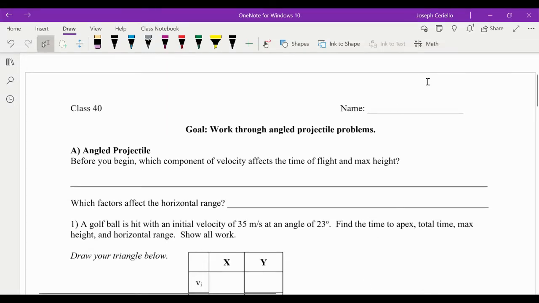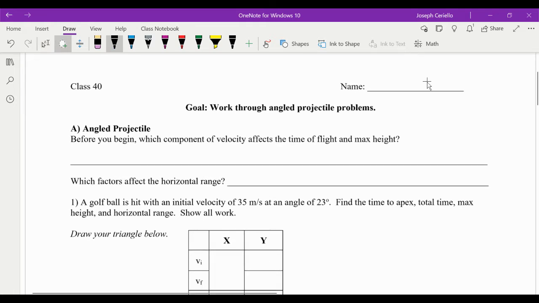Hey folks, we're looking at class number 40. We're going to work through some angled projectile questions. So before we begin, which component of velocity affects the time of flight and the max height?